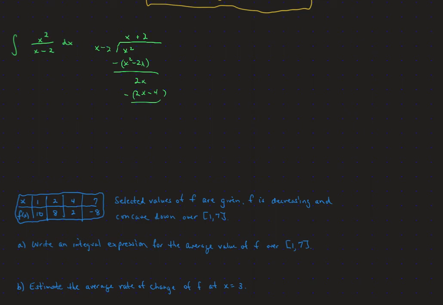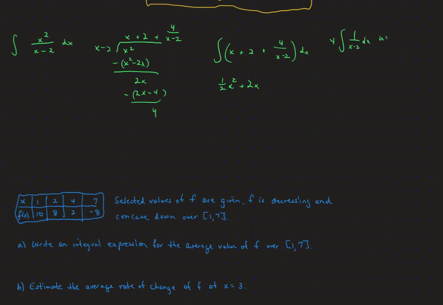The 2x's drop out, 0 minus negative 4 is positive 4, so we take our remainder over what we divided by. So our original integral has now become the integral of x plus 2 plus 4 over x minus 2. Now this we can integrate. So the integral of x is going to be 1/2 x squared. The integral of 2 is just 2x. The integral of 4 over x minus 2 is 4 times the integral of 1 over x minus 2.